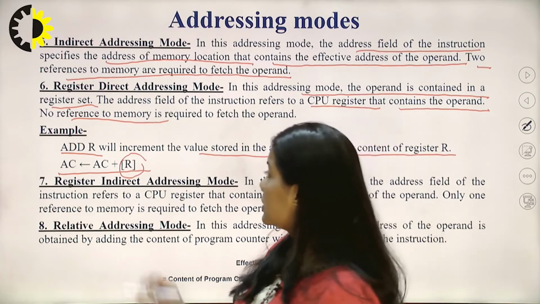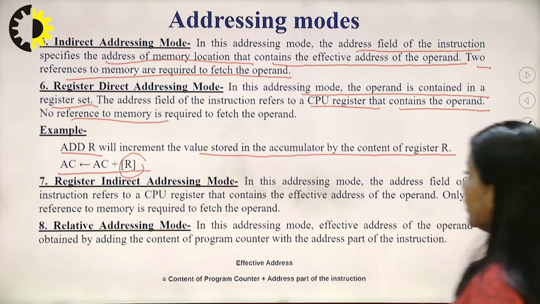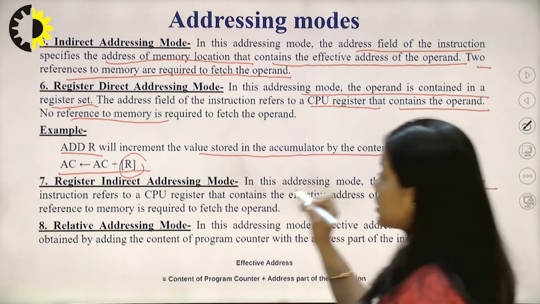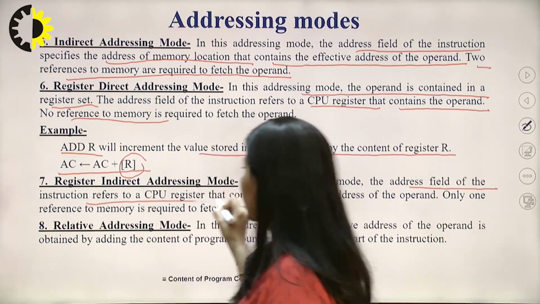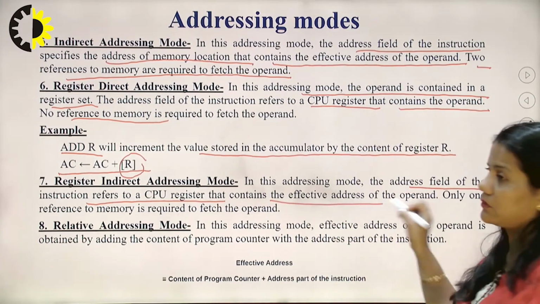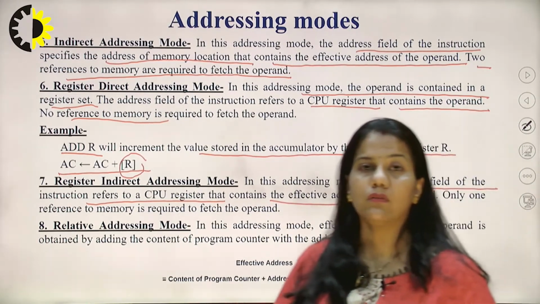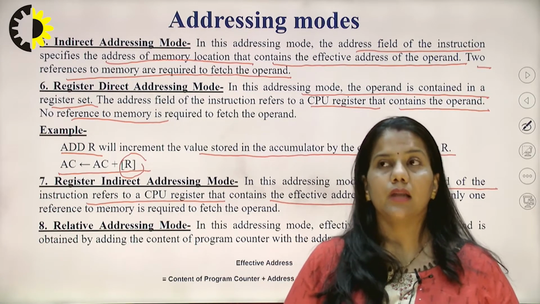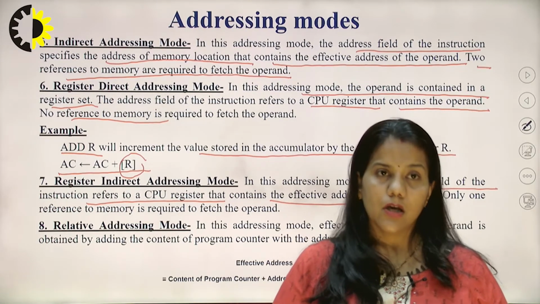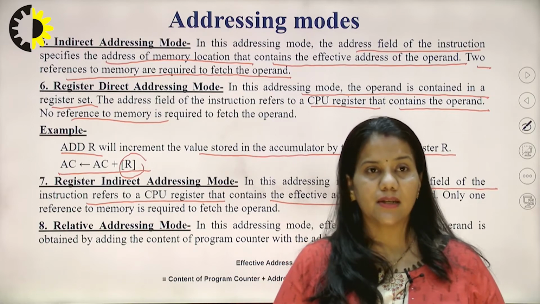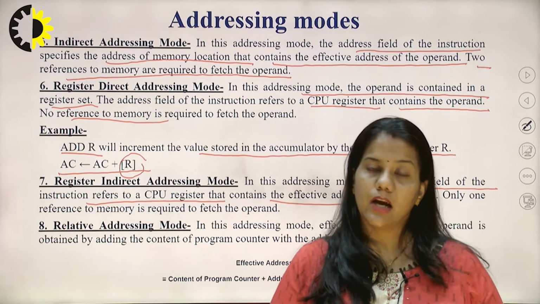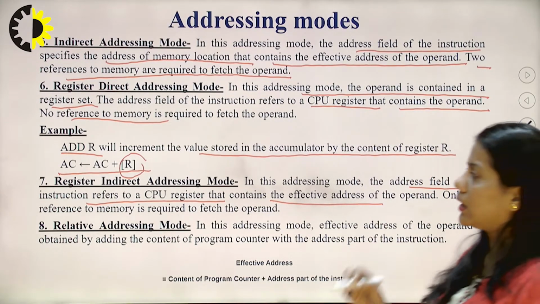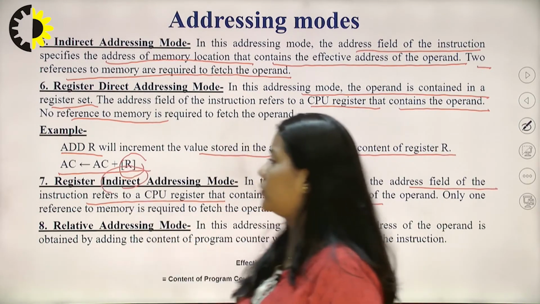Now, next is register indirect addressing mode. In this addressing mode, the address field of the instruction refers to the CPU register that contains the effective address. So, whatever value is present in the given register will be treated as a memory address, and whatever contents are present at that memory location, that will be your operand. So, this is register indirect addressing mode.